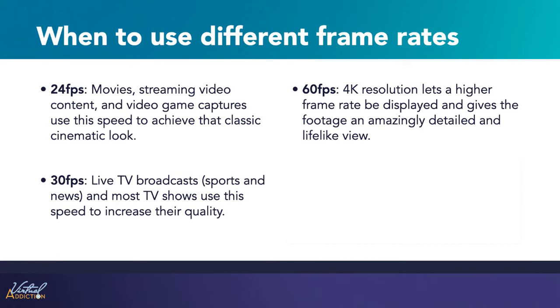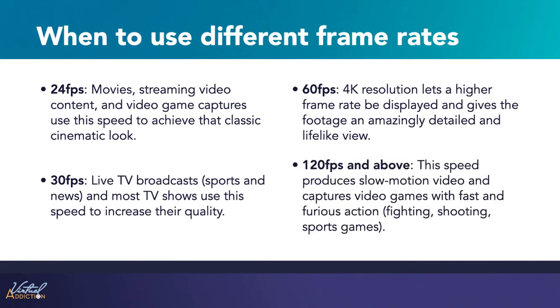There are instances where you'll want to use higher FPS, such as 120 frames per second and more. This speed produces slow motion video and captures video games with fast and furious action, things that include fighting, shooting, or sports games. Going higher than 120 FPS is a rare occurrence for most filmmakers. It requires a high-speed camera to make the footage look natural and smooth.